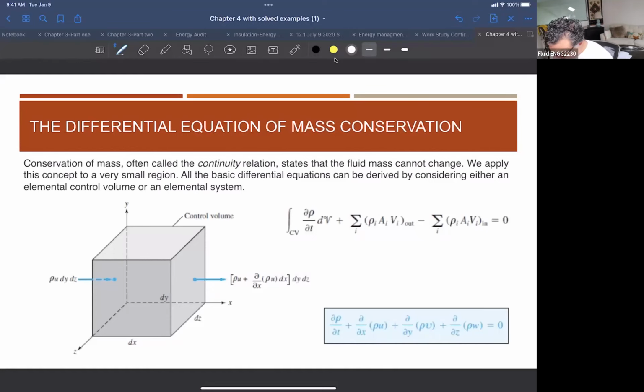So what is the mass? If you remember, mass flow rate, what is m dot in general? Remember what m dot is? The function of the velocity.